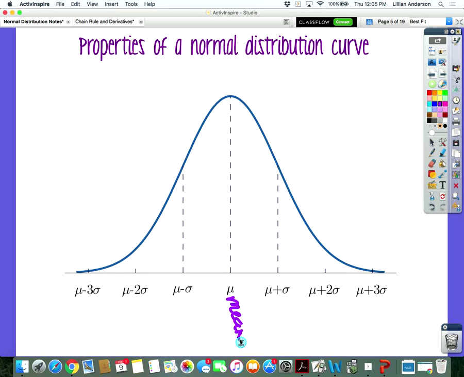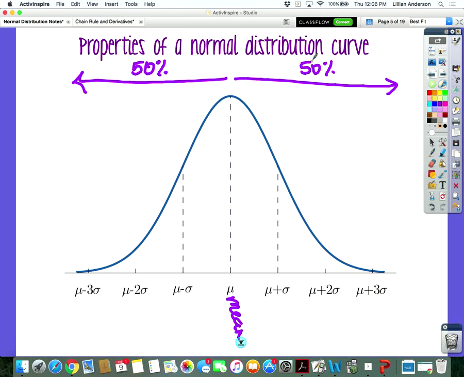The mean is basically the center of your data. The mean splits your normal distribution curve in half, so 50% of your data lies this way and 50% lies the other way. So 50% is above the mean and 50% below the mean. Mean, average, halfway.